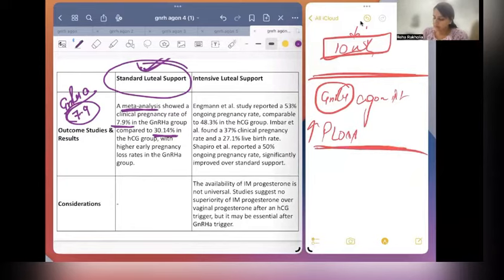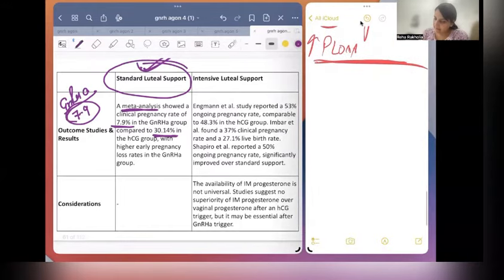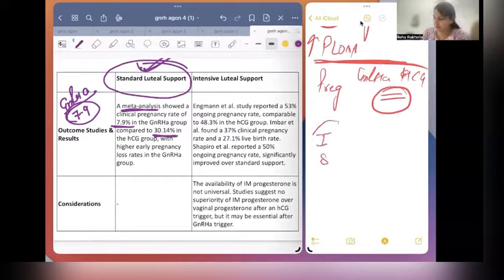In intensive luteal phase support, we saw that in Engman et al., the pregnancy rates in the GnRH agonist and HCG groups were comparable. And Imber et al. and Chapio et al. also showed a significant improvement in pregnancy rate compared to the standard protocol.